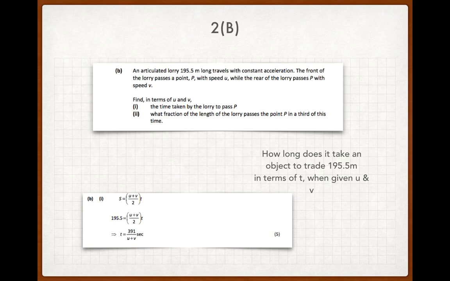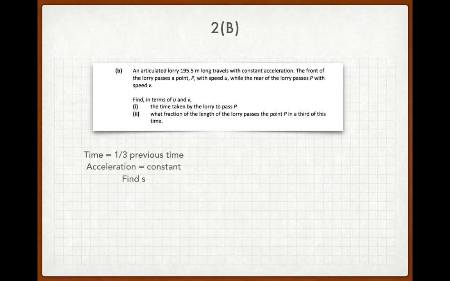Now the second part. The second part of the question is what fraction of the length of the lorry passes the point P in a third of this time? So the time is equal to a third of the previous time. I would take that t value divided by 3 straight away. The acceleration is constant and we're looking to find s. What I'm thinking here is we have some sort of equation for time from the previous part. We're looking for a length of the lorry, so we're looking for s. The only formula that relates s and t is s equals ut plus a half at squared.